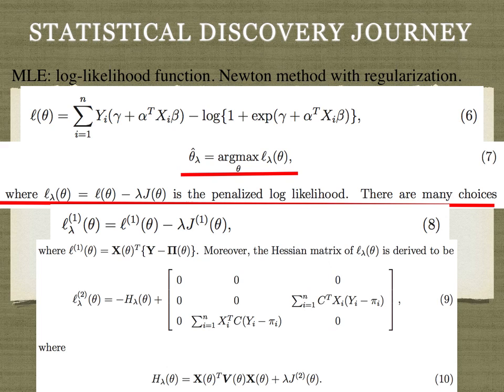The last step of this statistical discovery journey is using the Hessian matrix. So this is the Hessian matrix of L lambda of theta, derived for the optimization procedure.